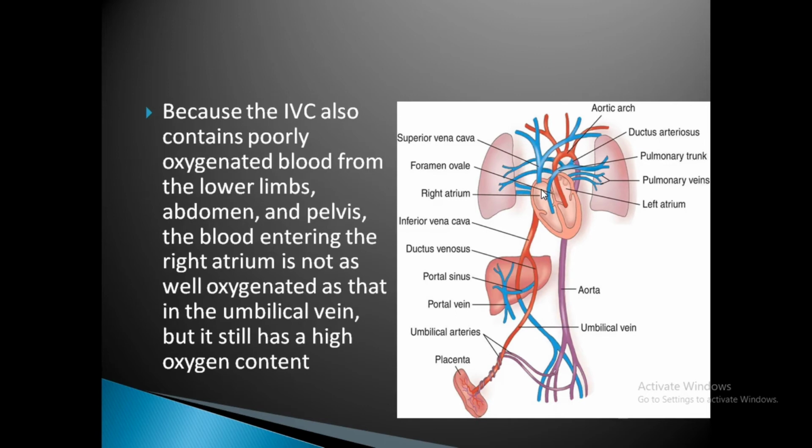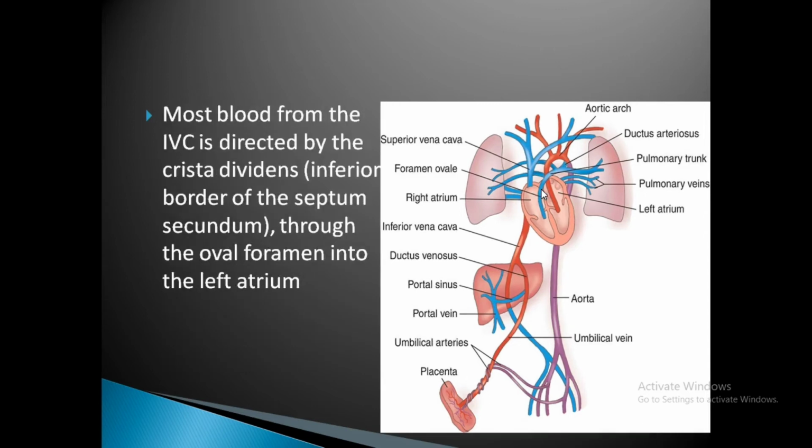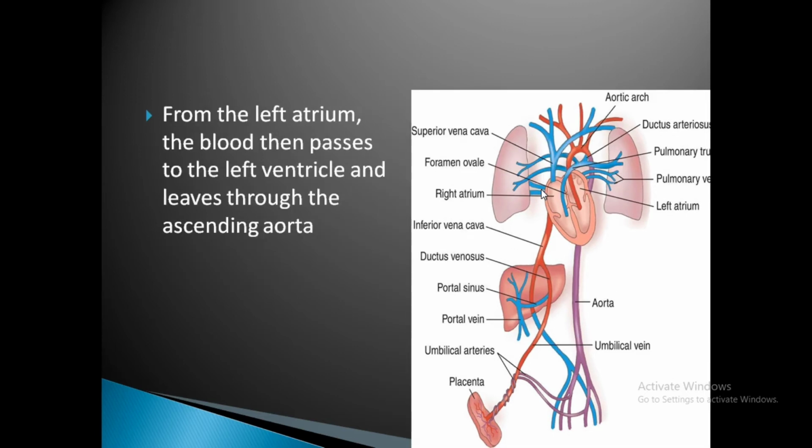It has poorly oxygenated blood, because all the blood has been mixed up here in the inferior vena cava, and this mixed blood would now enter the right atrium. Then most blood from the inferior vena cava is directed by the crista dividens, the inferior border of the septum secundum, through the oval foramen into the left atrium. Most of the blood would directly enter the left atrium through the foramen ovale. And from the left atrium, the blood then passes to the left ventricle and leaves through the ascending aorta.